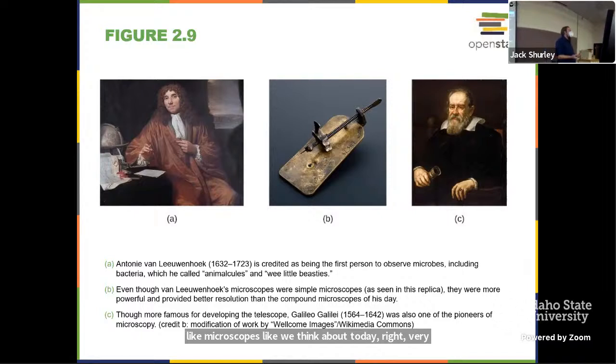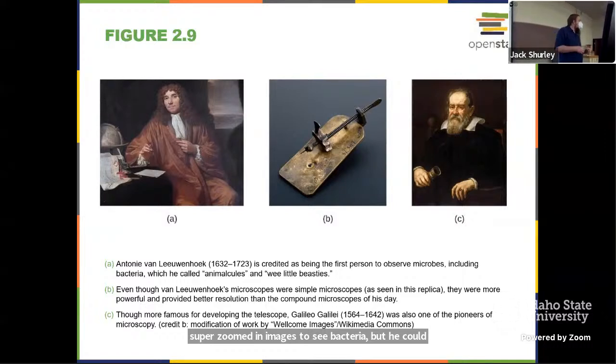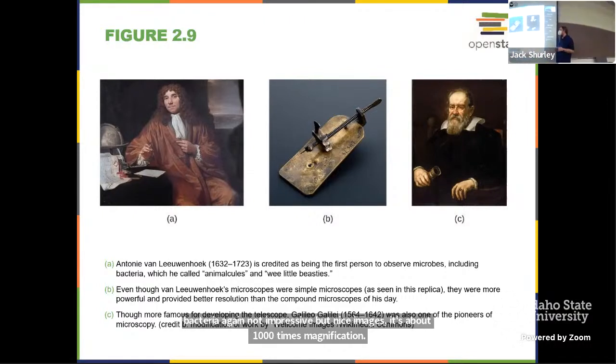It didn't allow him to get super zoomed in images to see bacteria, but he could definitely see all sorts of other things and the hints of some bacteria, all right? But not like seeing them under a regular microscope. They could magnify, I think, 300-400 times, which is pretty good, but to get nice images of bacteria, it's about 1,000 times magnification, right? He can see them at 400, but not so well, right?